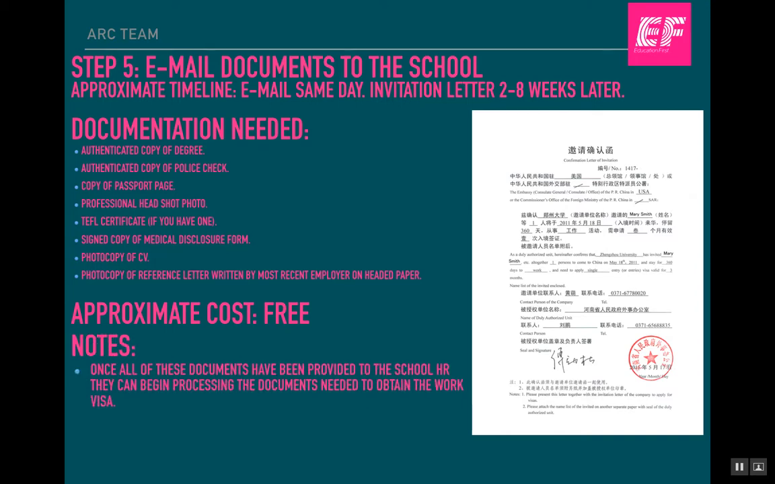Once all of these documents have been provided to the school, the HR team in that school can begin processing the documents needed to obtain the work visa, which means the invitation letter and work permit and stuff like that, and then get that sent out to you. And then finally, the last step, step 6, applying for the Z visa, the work visa. So the approximate timeline for this is 4 to 7 working days.